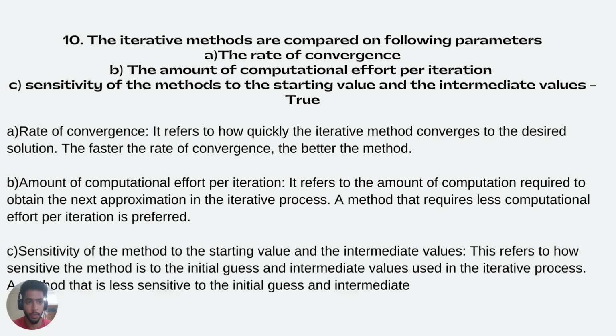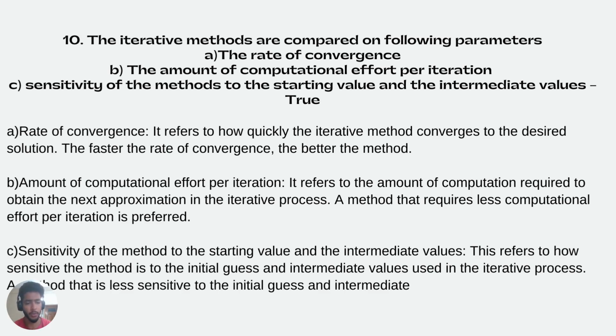The iterative methods are compared on the following parameters: rate of convergence, amount of computational effort per iteration, sensitivity of methods to the starting value, and intermediate values. So, as we have mentioned in all the former questions, while we are selecting our algorithm, while we are altering it, while we are looking for different solutions, there are various requirements in the system. Firstly, there are computational requirements. Secondly, the rate of convergence is also necessary. Thirdly, sensitivity of the methods is also necessary so that it doesn't take a toll on your system.